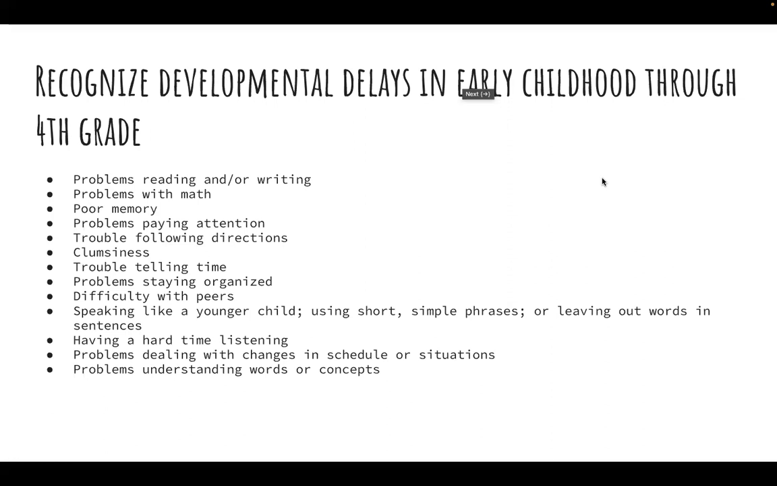Recognize developmental delays in early childhood through 4th grade. Problems in reading and writing, problems in speaking, problems with math, poor memory, problems paying attention, trouble following directions, clumsiness, trouble telling time, problem staying organized, difficulty with peers, speaking like a younger child, using short, simple phrases, leaving out words and sentences, having a hard time listening, problems dealing with changes in schedule or situation, problems understanding words or concepts. So any of those things might be red flags for you to seek intervention or support from campus leadership.